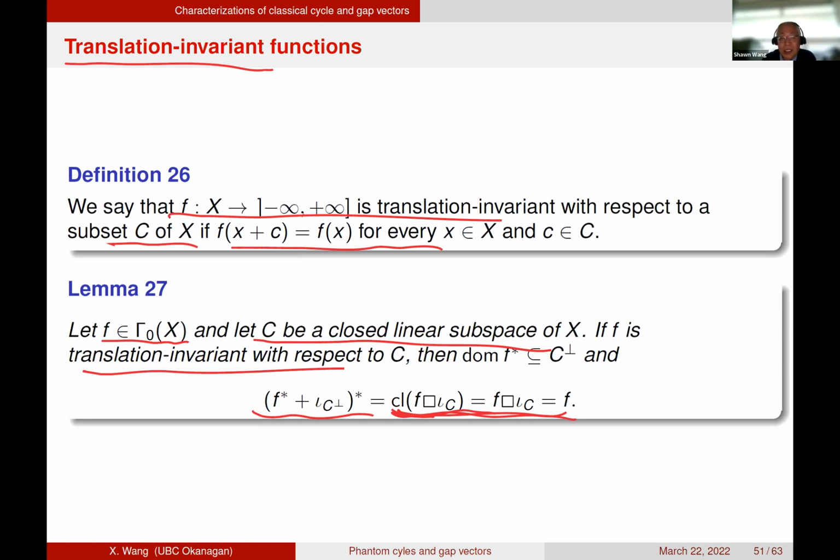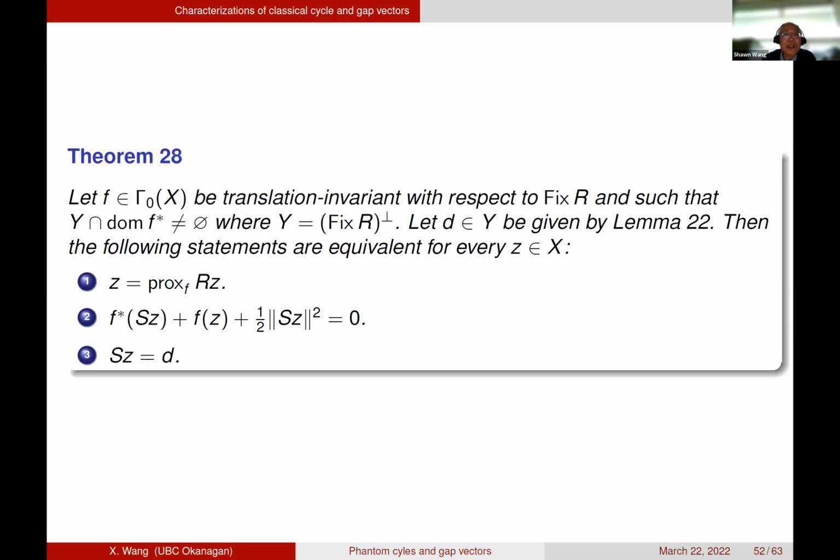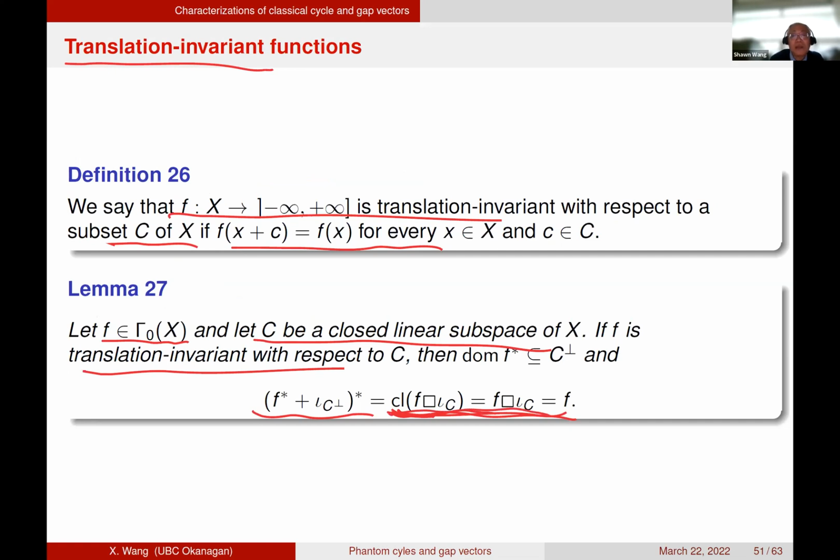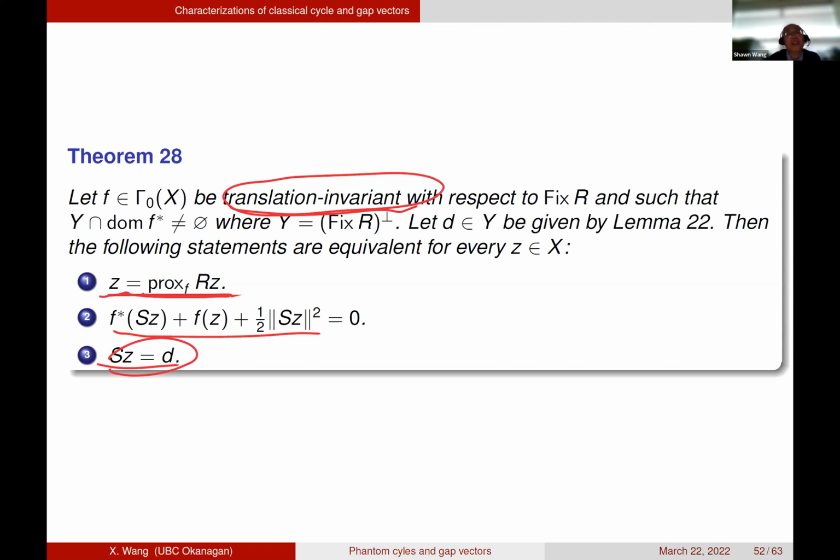Then of course you can apply the main theorem and get a quantification of the cycles. Then Z belonging to here is a classical cycle if and only if this and that. Because I have translation invariance, that condition here automatically holds, so I only need to check SZ equals D.